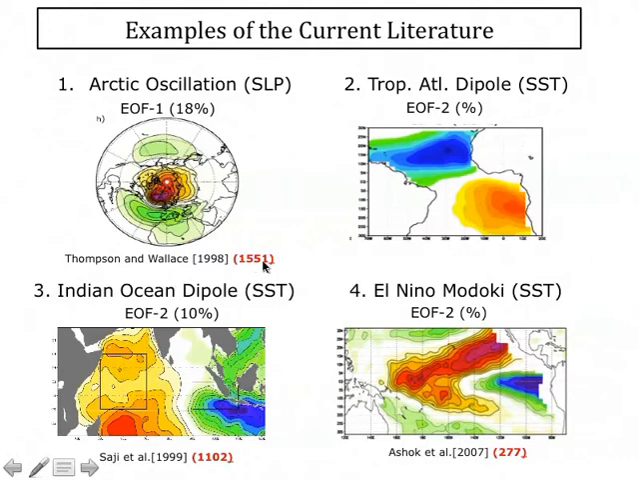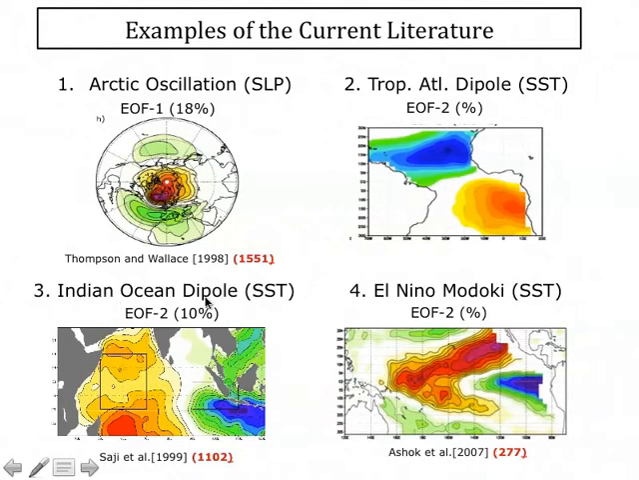You look at the Northern Hemispheric sea level pressure or geopotential height variability, and there's a famous paper which somewhat defines the Arctic oscillation or the annular mode, from Thompson and Wallace in 1998. It's been cited since then 1,500 times. And I will explain to you what this means in a bit.